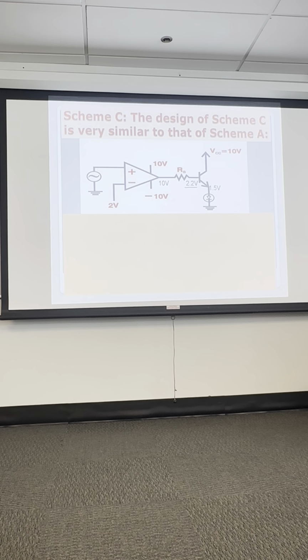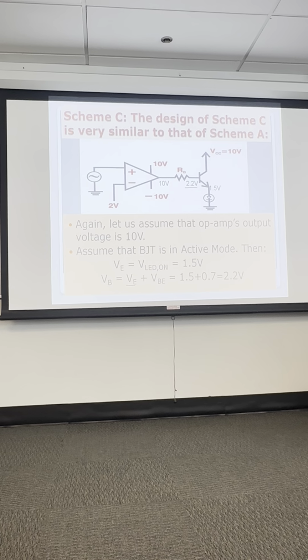So we got 1.5 from the LED. If the base emitter is on, the LED will be on, at about 1.5 volts, and then we add 0.7 volts across the base emitter. And that gives 2.2 volts on the base. So in active mode, the LED is on with 1.5 volts, and the base voltage is the emitter, 1.5 plus 0.7, which is 2.2 volts.